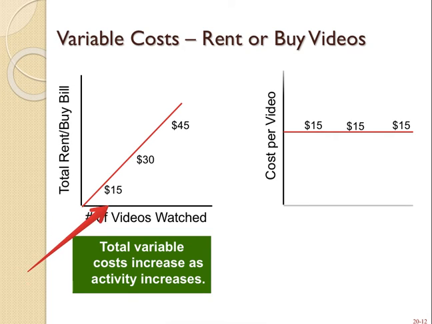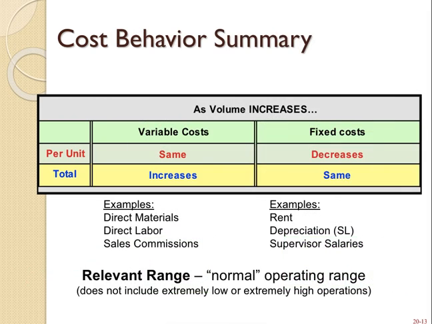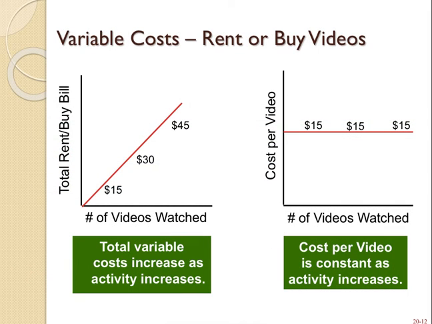So if we buy one video and that video is $15, our bill is going to be $15. But if we buy 2 videos, now our bill is $30. And if we buy 3 videos, now our bill is $45. So your total variable costs increase as activity increases. But on a per unit basis, your cost per video stays the same as you buy more videos, right?